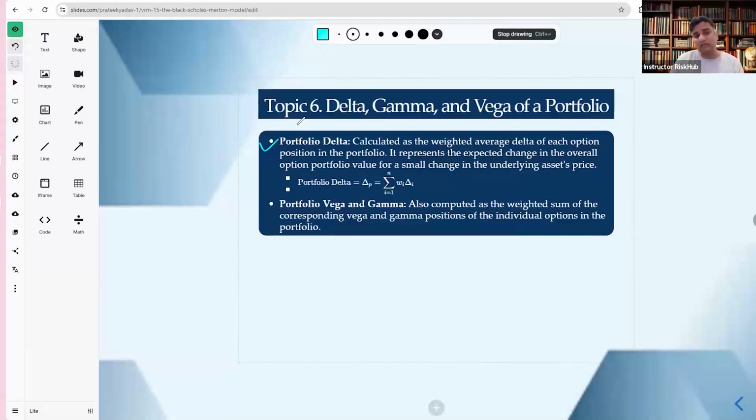Then delta, gamma, vega, a simple point which is given. If you have to find portfolio delta, it's a weighted average of the delta of each position in the portfolio, right? Portfolio vega and gamma are also weighted sums of vega and gamma. Nothing much to worry about, right?